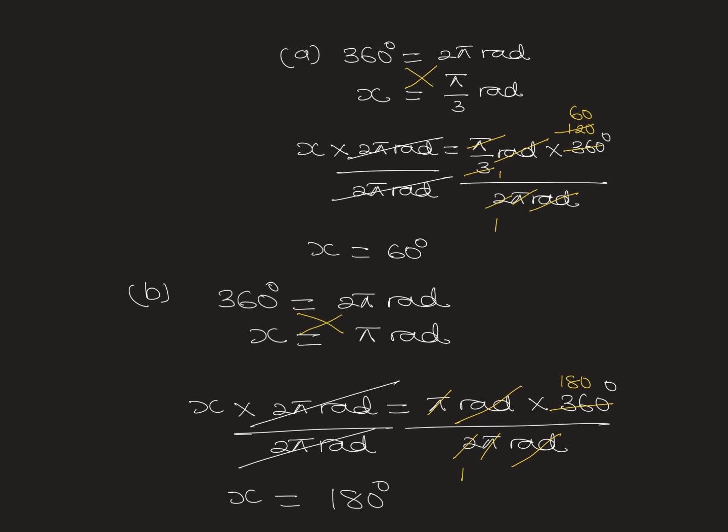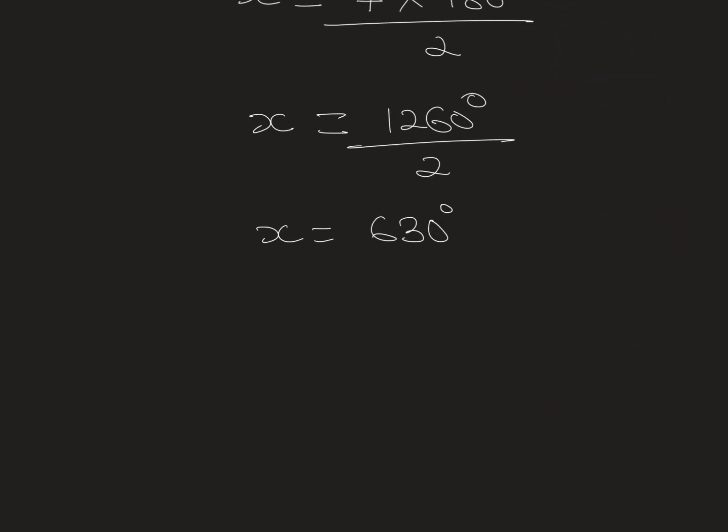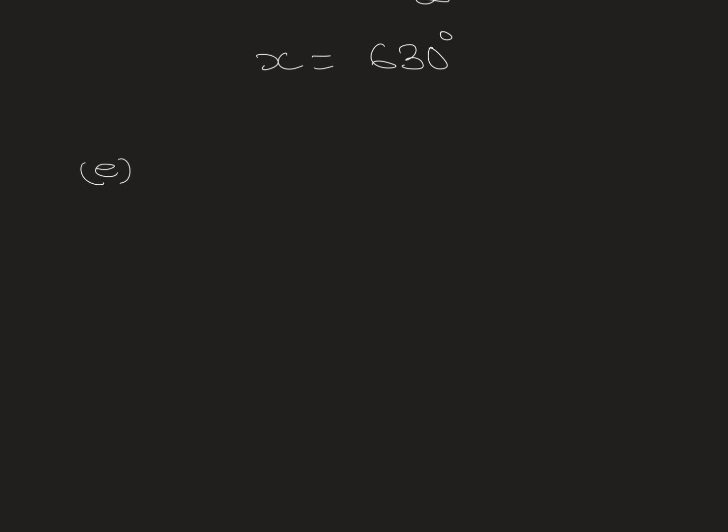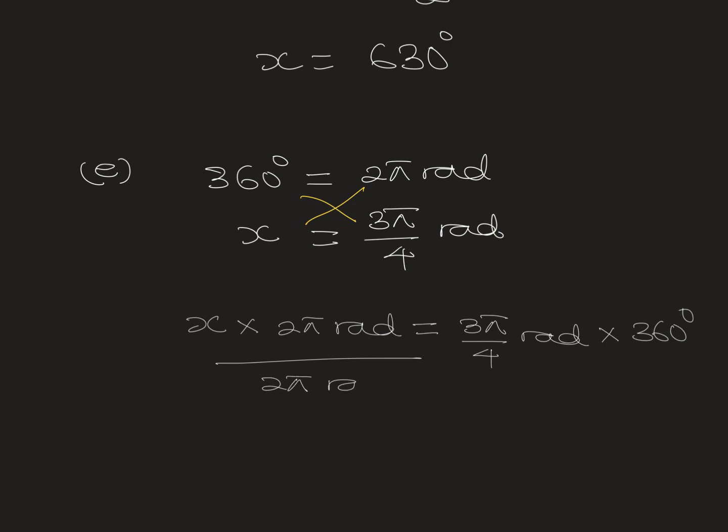E is 3 pi over 4 radians. If 360 degrees is equal to 2 pi radians, so 3 pi over 4 radians is going to give us x. We can cross multiply. So x times 2 pi radians is equal to 3 pi over 4 radians multiplied by 360 degrees. To find x, we divide both sides by 2 pi radians.